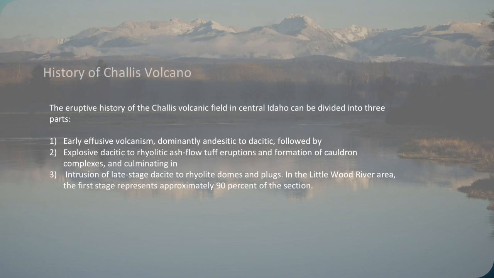History of Challis Volcano. The eruptive history of the Challis Volcanic Field in central Idaho can be divided into 3 parts. 1. Early effusive volcanism, dominantly andesitic to dacitic, followed by 2. Explosive dacitic to rhyolitic ash flow tuff eruptions and formation of cauldron complexes, and culminating in 3. Intrusion of late-stage dacite to rhyolite domes and plugs. In the Little Wood River area, the first stage represents approximately 90% of the section.